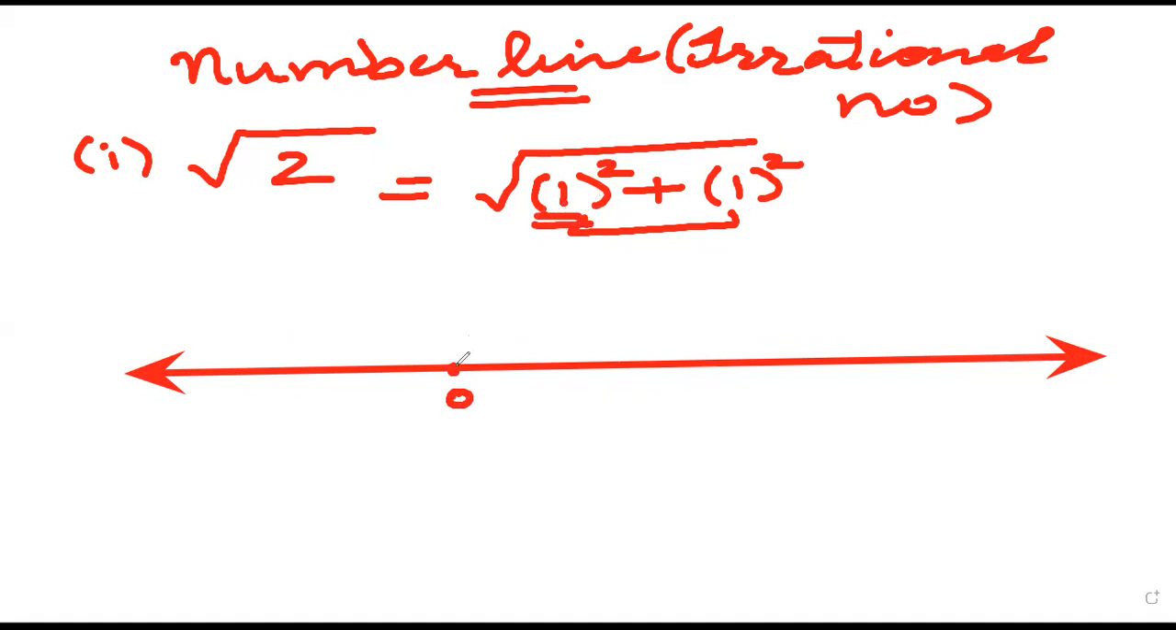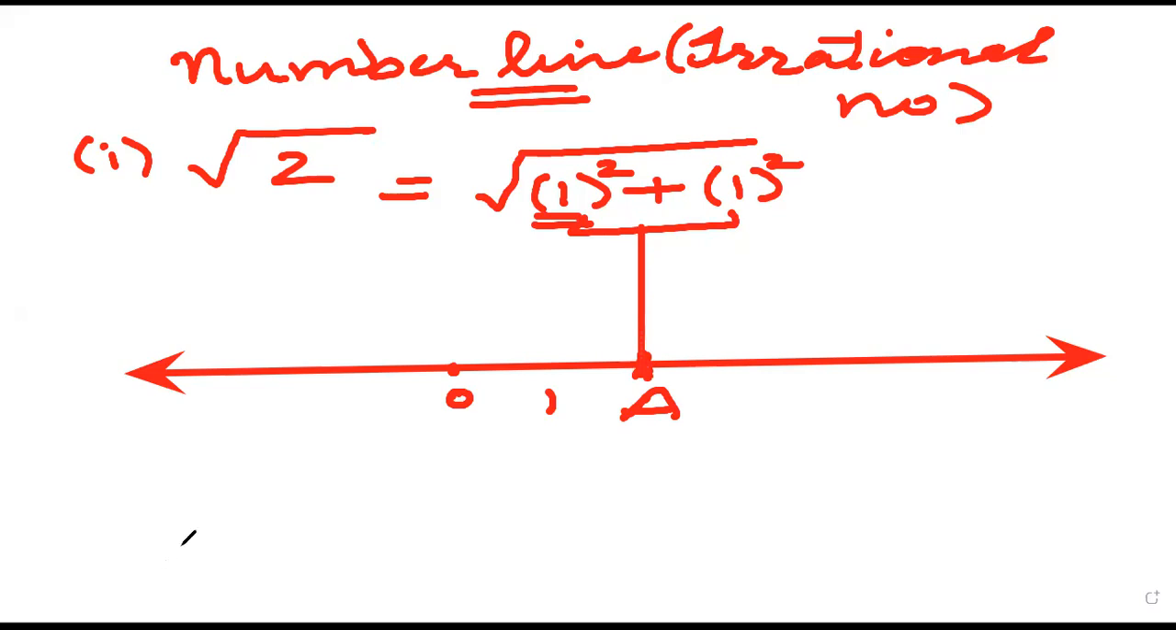Now, children, from zero, you have to take one unit. Fine. What you have to take? You have to take here one unit. Let's write it A. This is your A. Fine. And now this is your one. Now at point A, you have to draw a perpendicular. What you have to do? You have to draw a perpendicular at point A. Okay, so now this is your perpendicular.